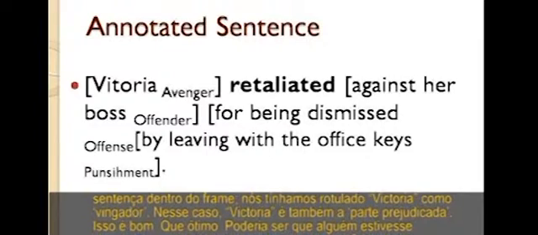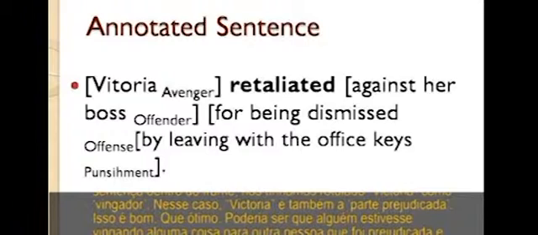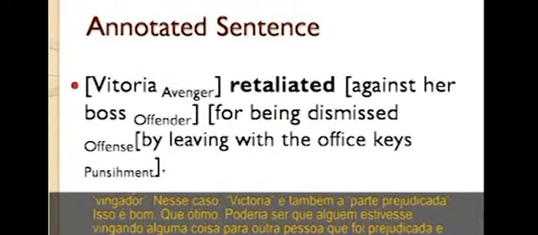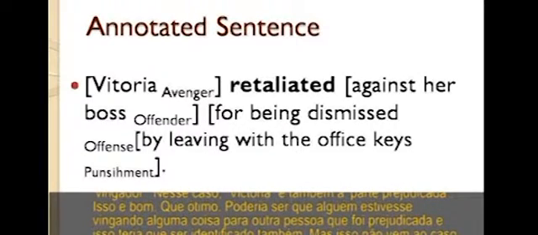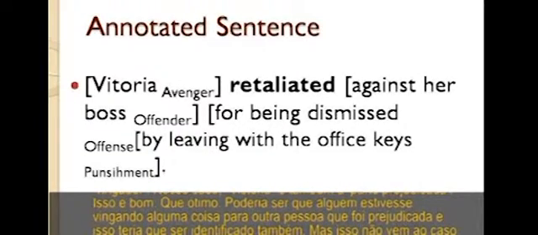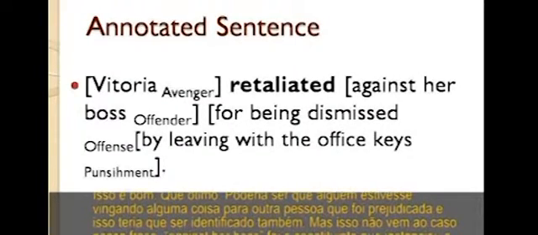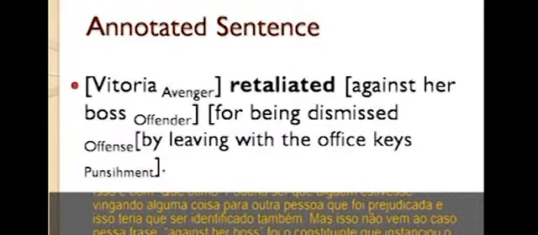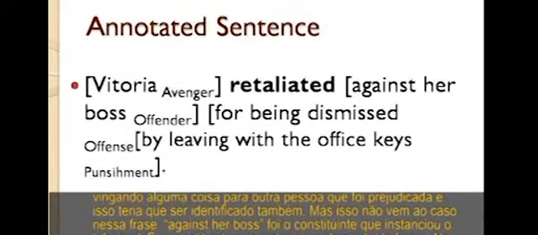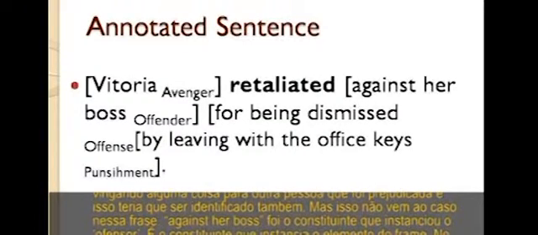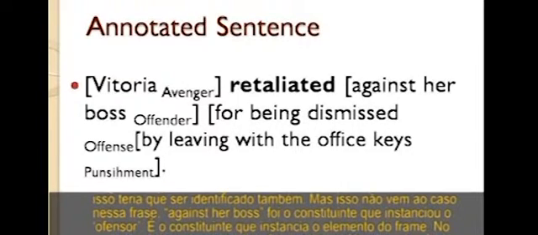Against her boss is the constituent that instantiates the offender, right? It's the constituent that instantiates that frame element. In the real world, the person who is the offender is her boss. But in this sentence, it's the constituent that we're labeling.